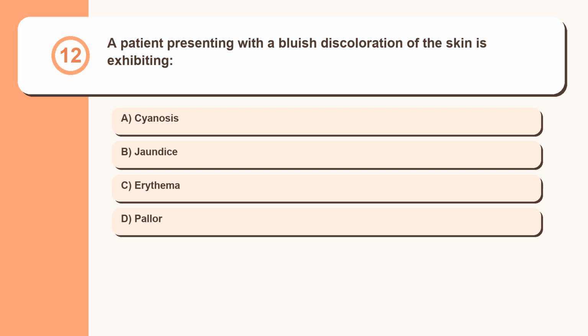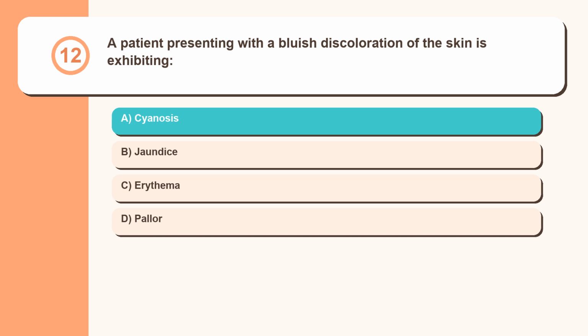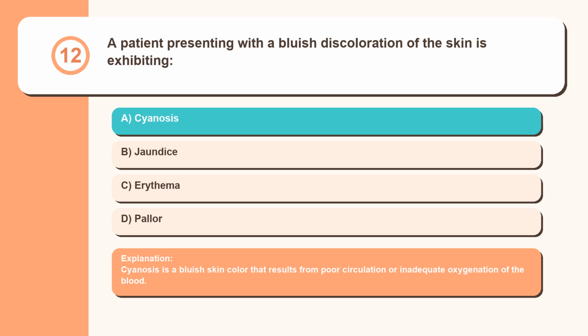Question 12. A patient presenting with a bluish discoloration of the skin is exhibiting cyanosis, jaundice, erythema, pallor. Cyanosis is a bluish skin color that results from poor circulation or inadequate oxygenation of the blood.